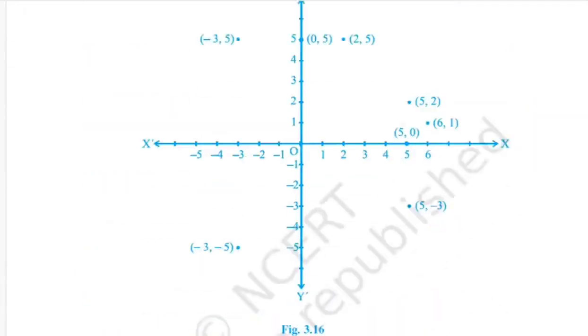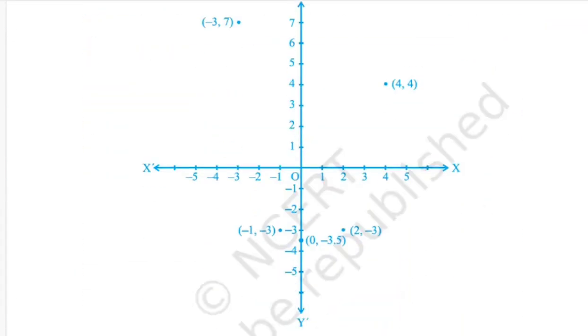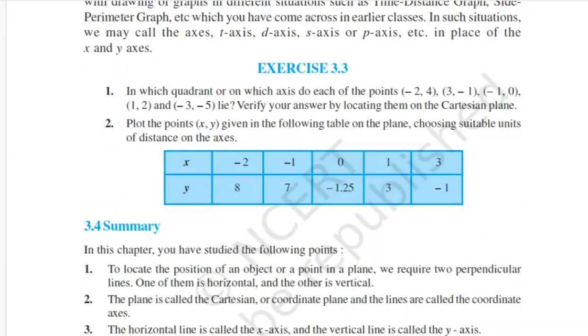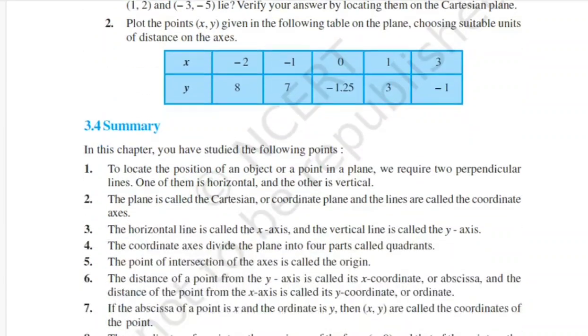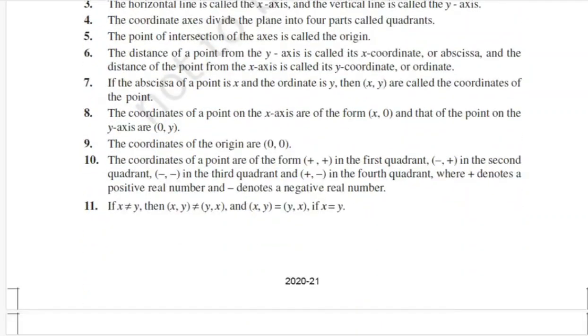Now exercise 3.3, you see there is one question which is based on graph only. In the exam you will get such a type of question, for which you have to draw a graph. You will get only one question for 2 or 3 marks. So go through all these questions in chapter 3.